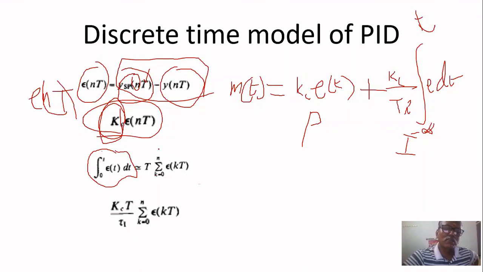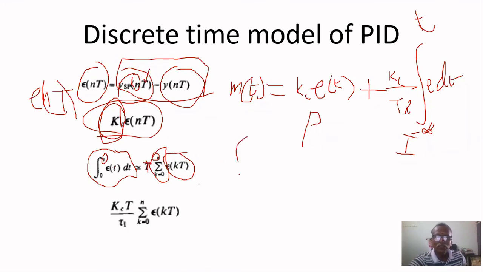It is nothing but summation. Here it is integrated up to t seconds, the present value. Here it is integrated up to the nth present sampled value, so k equal to 0 to n. Integral of error becomes, in the discrete domain, the sum of error as k varies from 0 to n, multiplied by the sampling period. If you integrate error, it should be multiplied by the sampling period.